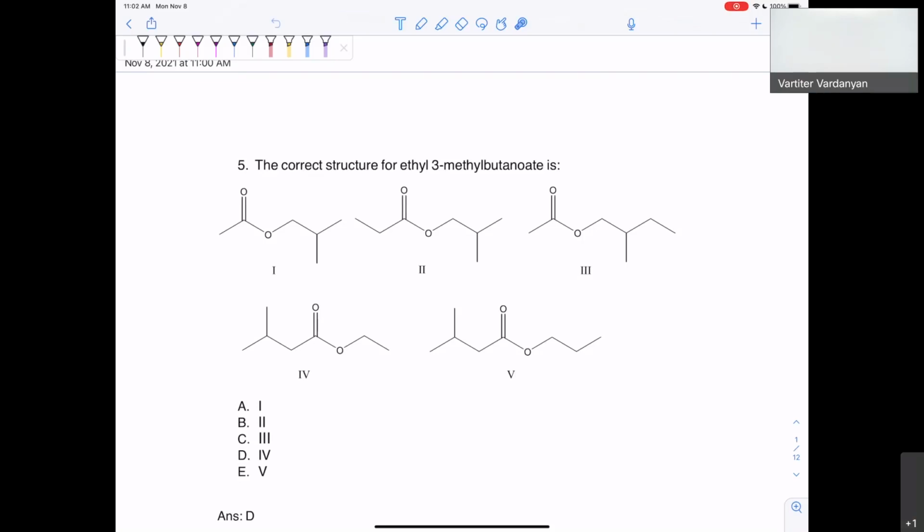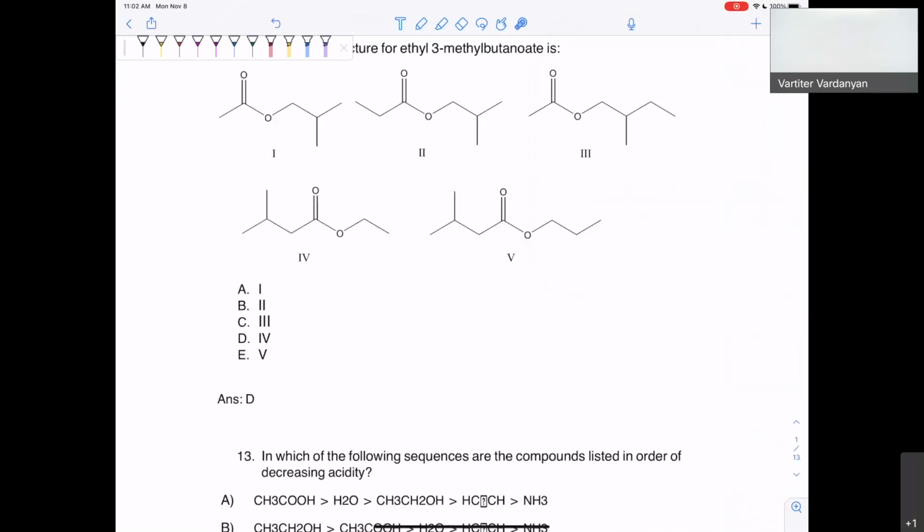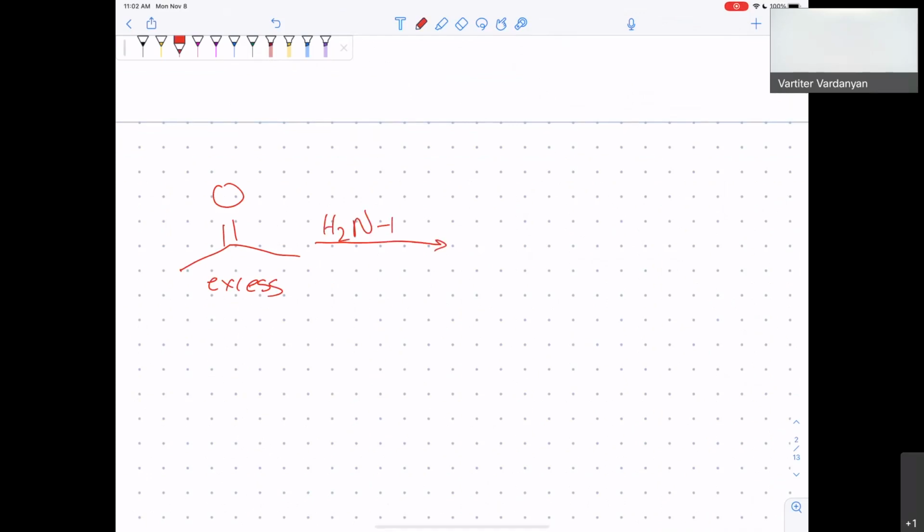Okay, good question. So excess is only really going to be in one reaction for this exam, and it will be for the hydrazone. So if he gives you excess, he's giving you excess ketone. And this is the reaction where we get like a double substitution.